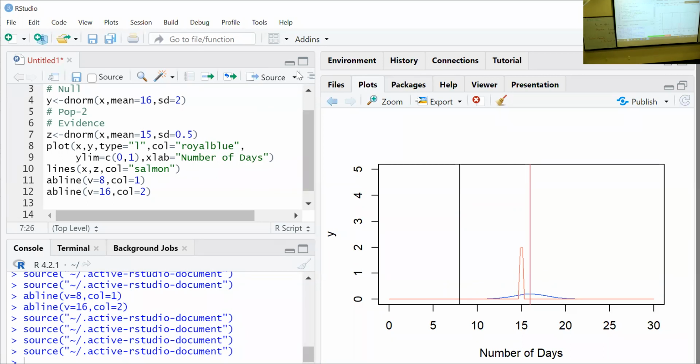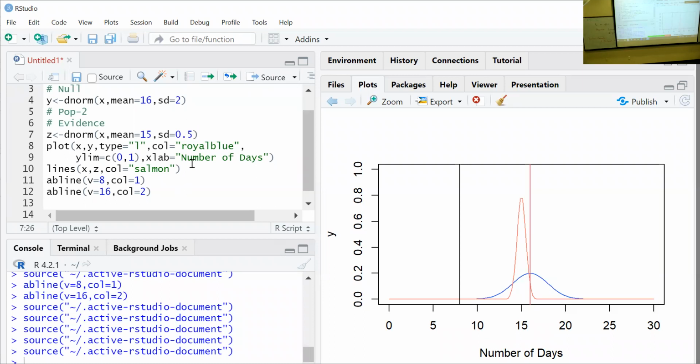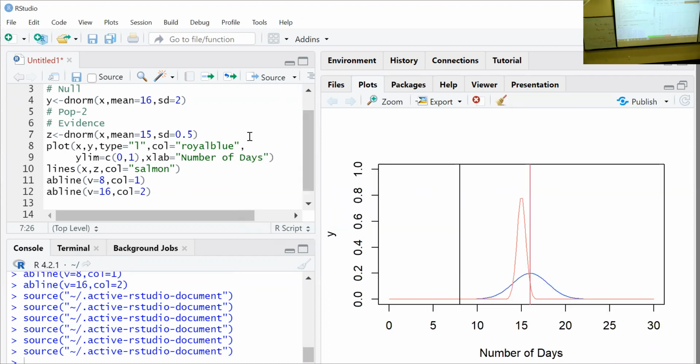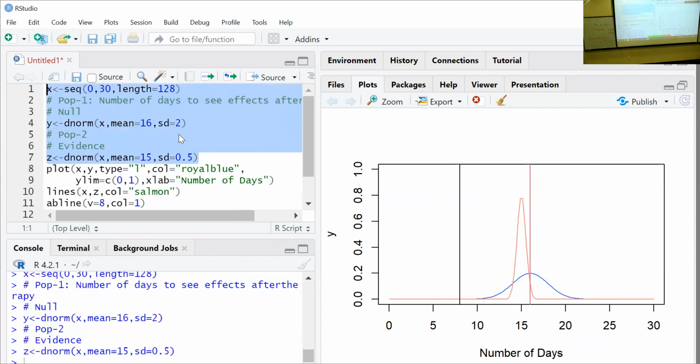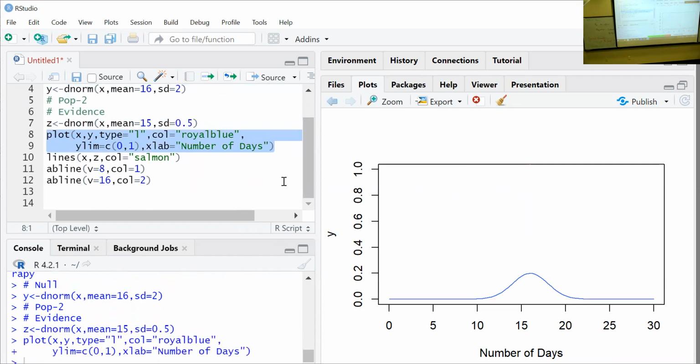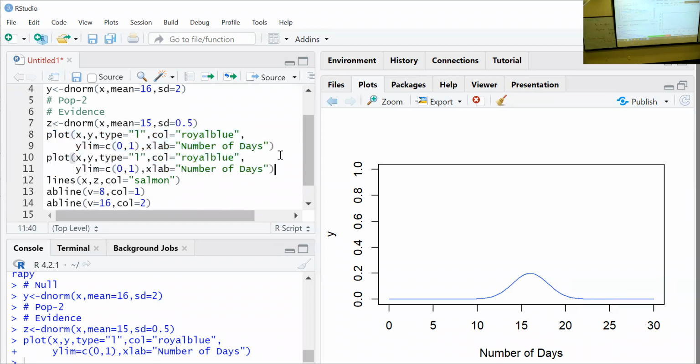I'll increase it a bit, see what happens. Oh, yeah, this is still messed up. Maybe I'll do it in separate rows. And then we can go back and forth. So this is going to be in blue. Blue is our reference. Salmon is what the data is going to give us.